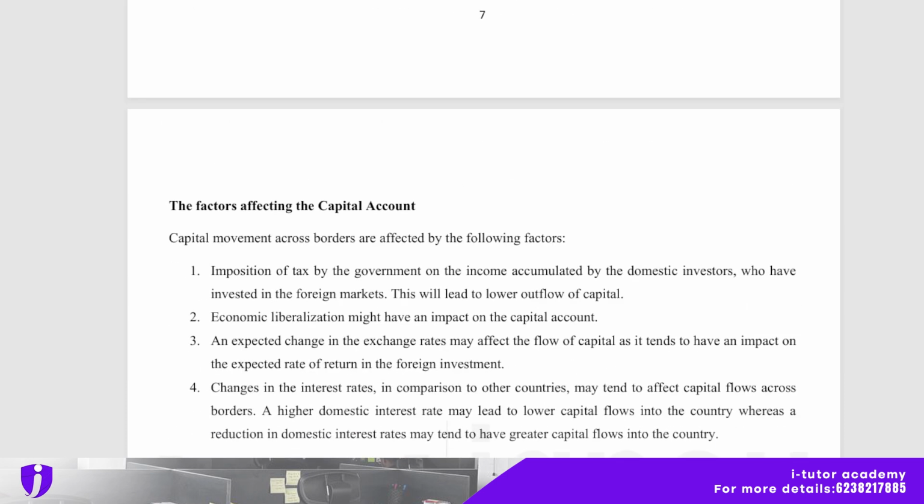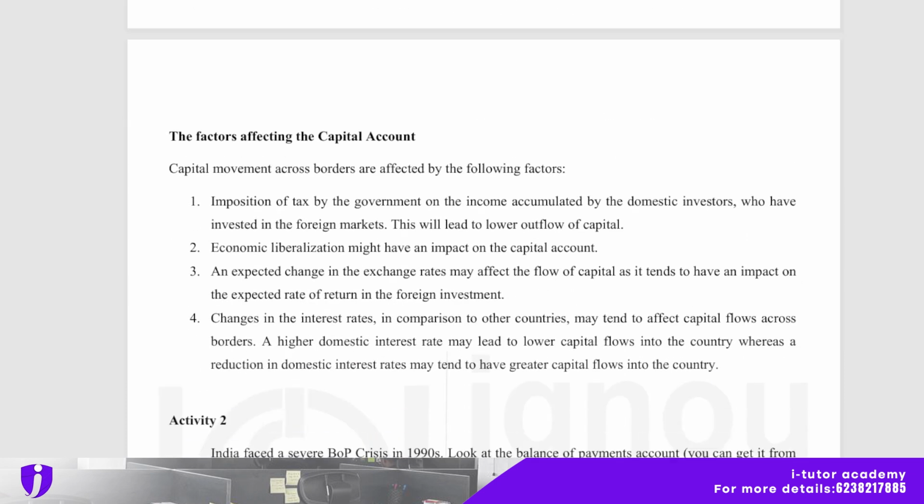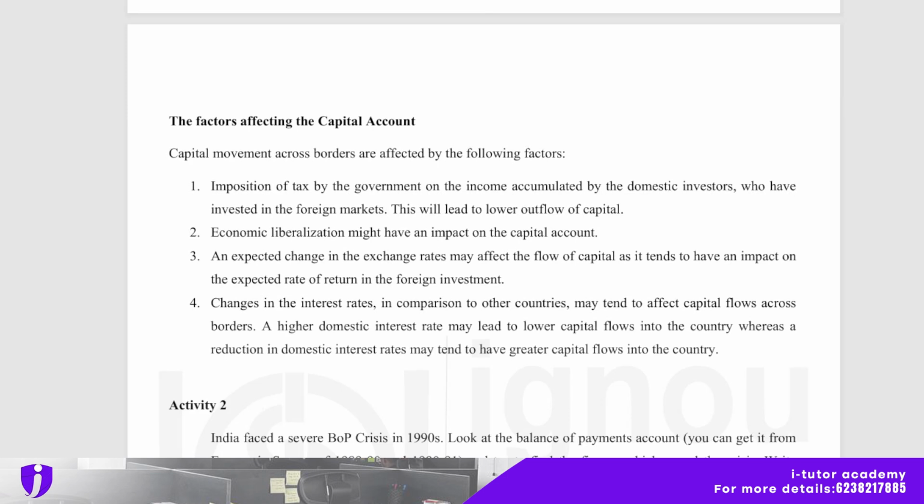The capital account, that is capital movement across borders, is affected by the following factors. First one is imposition of tax by government on the income accumulated by the domestic investors who have invested in the foreign market. This will lead to lower outflow of capital. The second is economic liberalization, which might have an impact on the capital account. An expected change in the exchange rate may affect the flow of capital as it tends to have an impact on the expected rate of return on foreign investment.